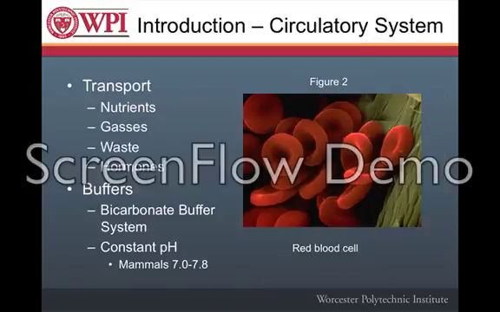The circulatory system's primary function is to transport nutrients, gases, waste, and hormones to various body tissues. The body is sensitive to changes in acidity, so it has developed an advanced and reliable buffer system known as the bicarbonate buffer system, which keeps the pH between 7.0 and 7.8 in mammals. Outside this range, it will do irreversible damage to the tissues.